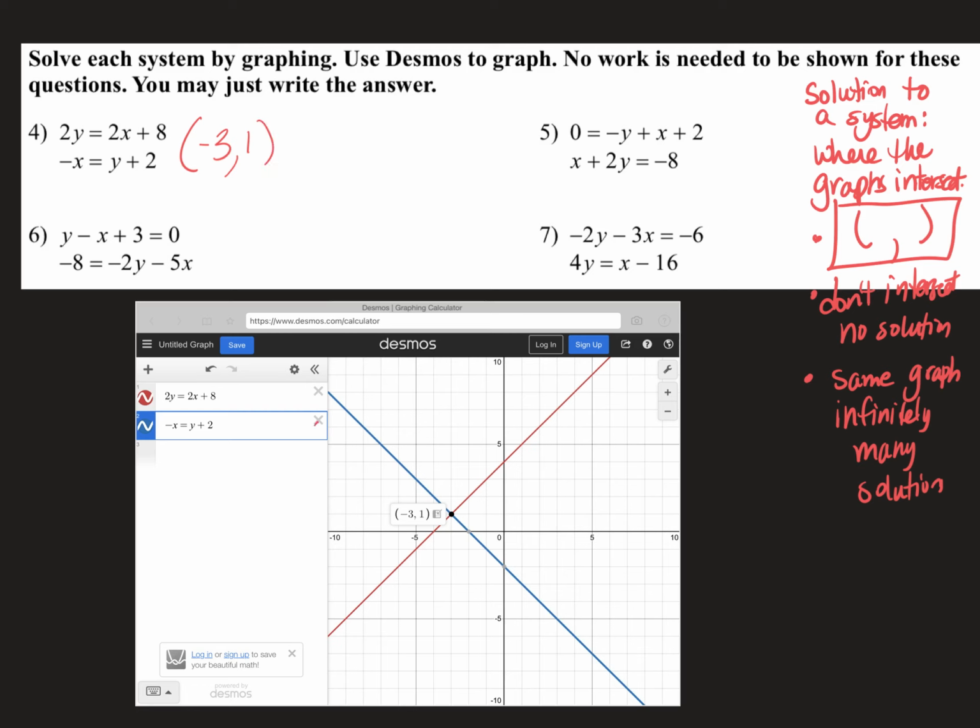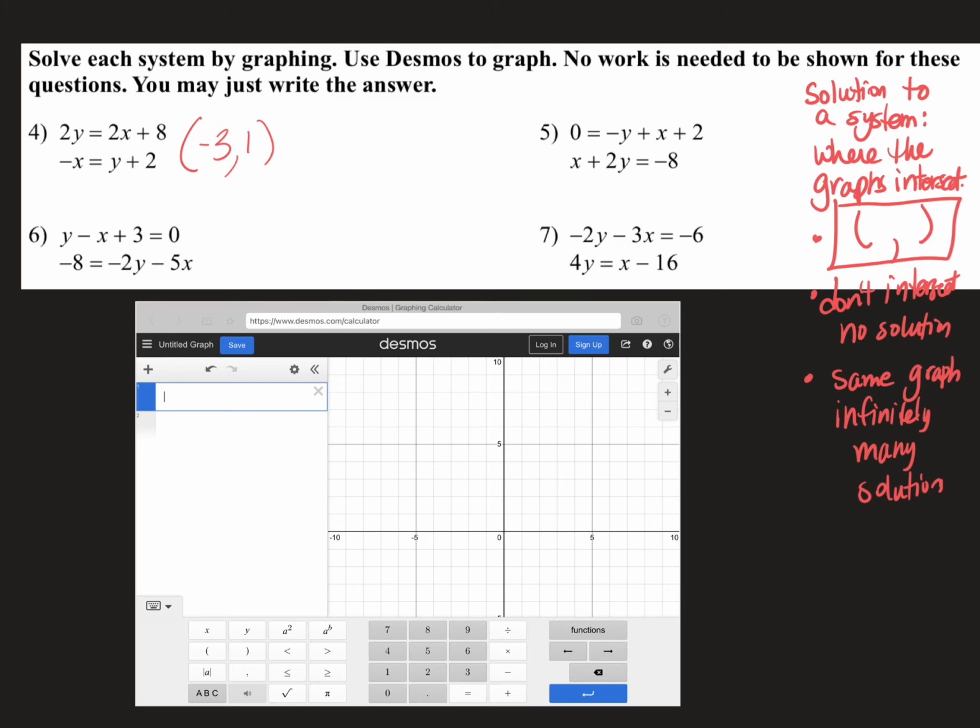Next I'm going to get rid of what I've typed in to Desmos. I'm just going to hit the X there. It's hard to do that when you're writing with a pen. Then I'm going to type in number 5, just typing it in exactly the way it looks. Please write number 5 on your paper, and then type that into Desmos.